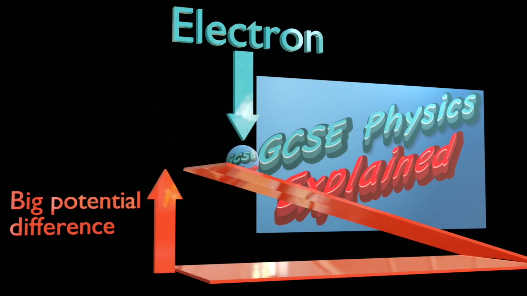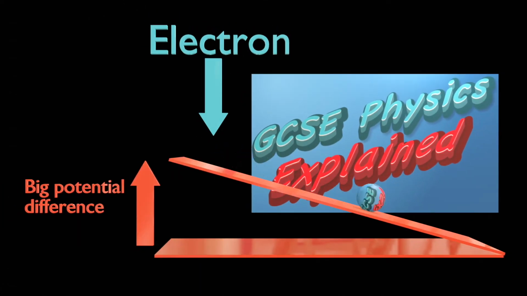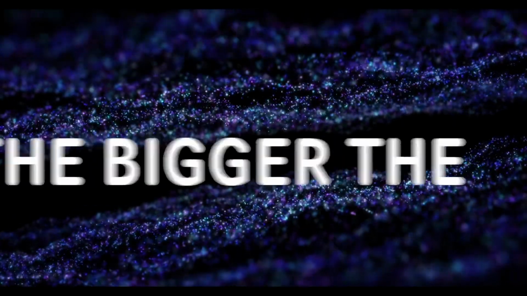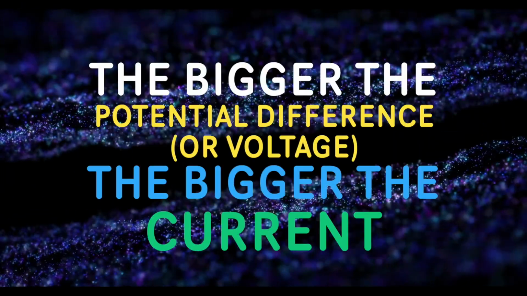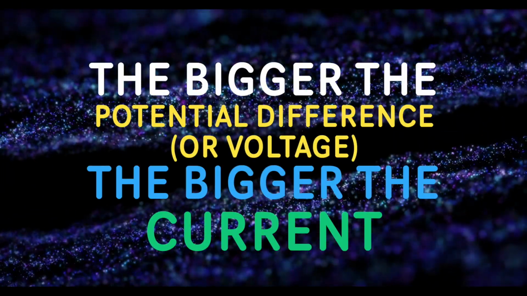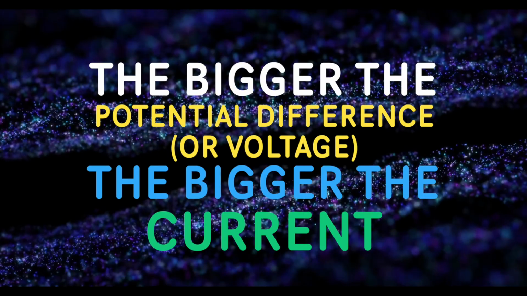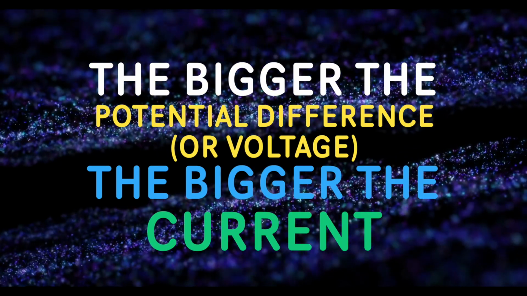If there's a big potential difference, that's like a big height difference, it will cause the electrons to flow faster, creating a larger current. We can summarise this by saying, the bigger the potential difference or voltage, the bigger the current. You've now found out what potential difference is and how it causes a current to flow.